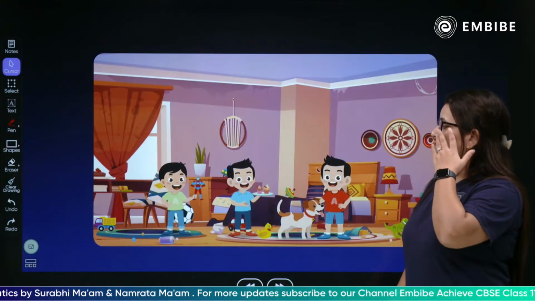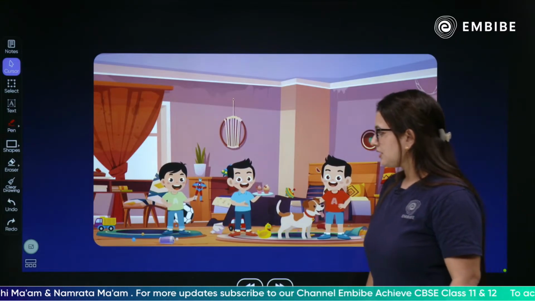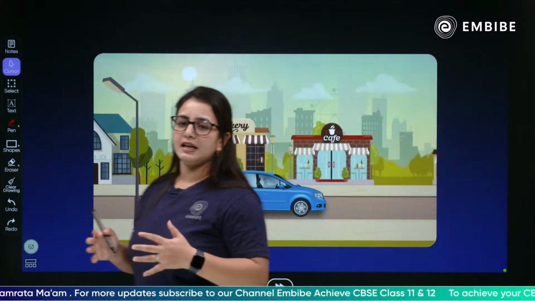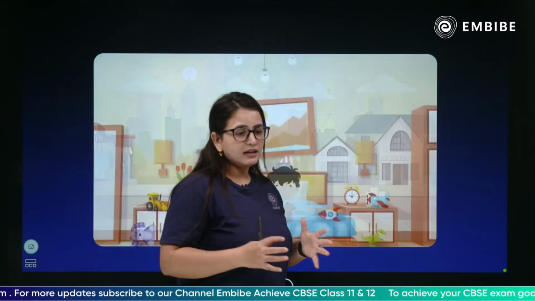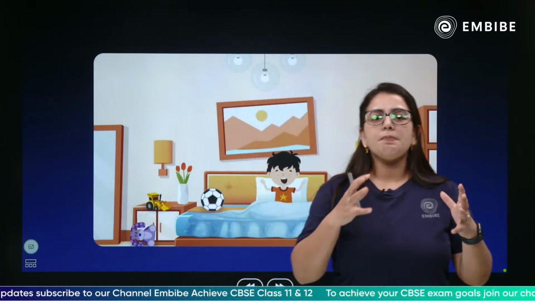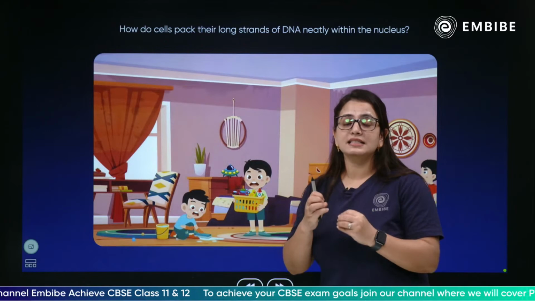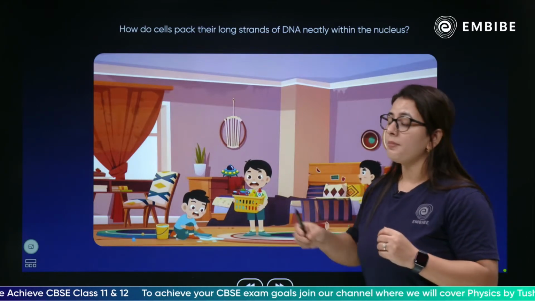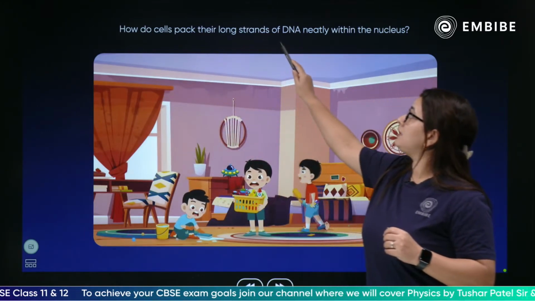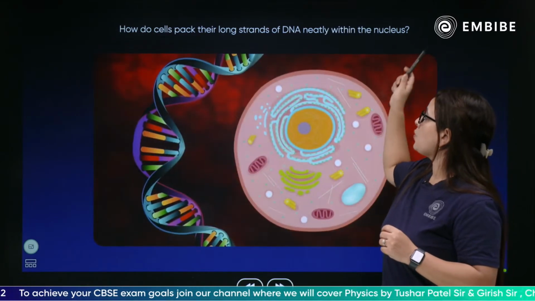So as we talk about the DNA packaging, children, you know that a particular DNA is packed inside a very small cell, and how it is packed inside the cell is what we are going to discuss: how does the cell pack the long structure of DNA neatly within the nucleus?